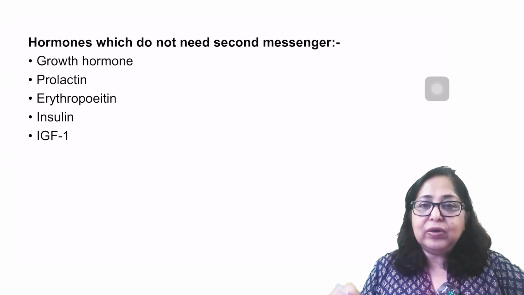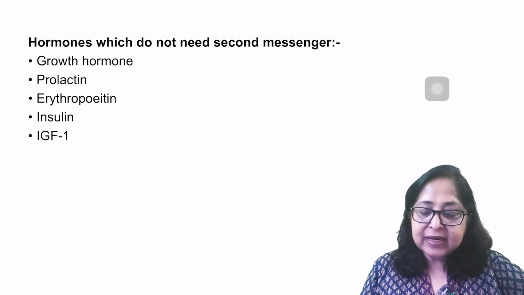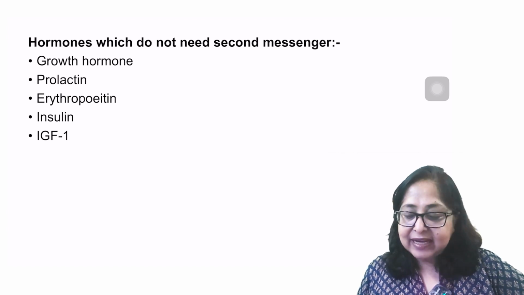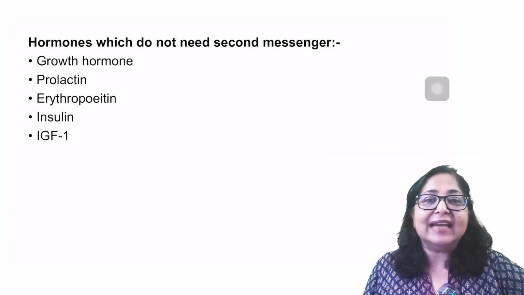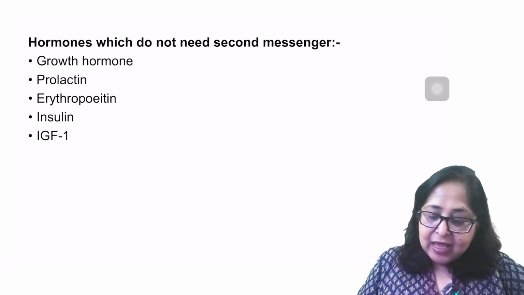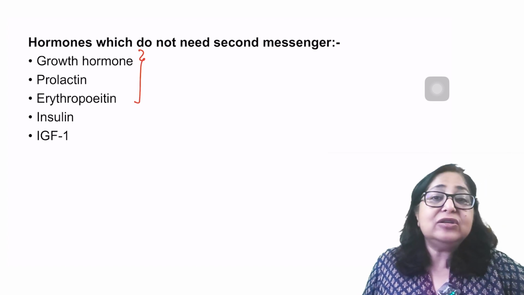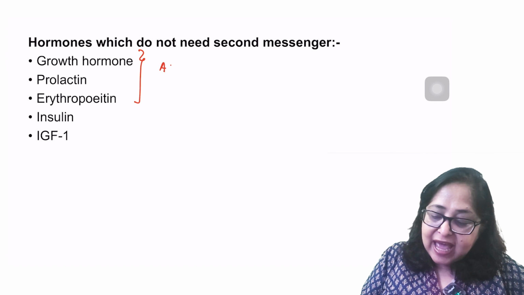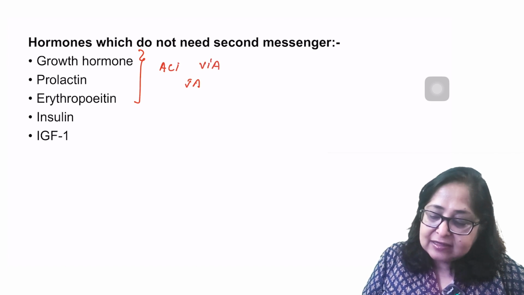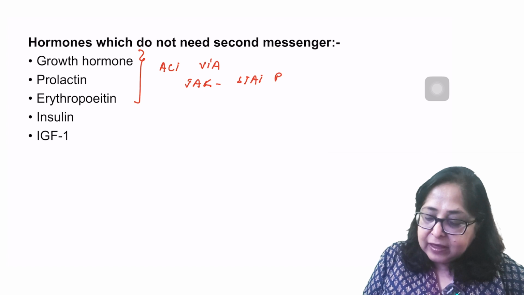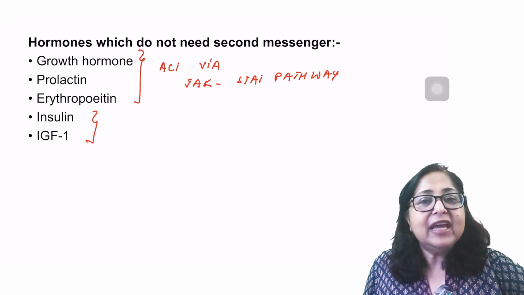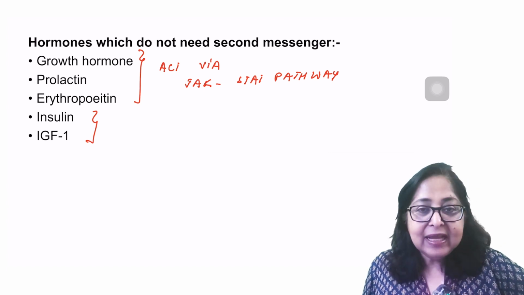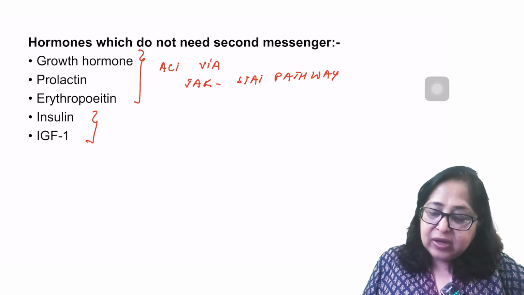But let's have a look at two important points as far as this question is concerned. Now, which hormones do not need a second messenger? Growth hormone, prolactin, erythropoietin, insulin, and IGF-1. Growth hormone, prolactin, and erythropoietin do not need a second messenger because they act via the JAK-STAT pathway. Insulin and IGF-1 do not need a second messenger. What is IGF-1? Insulin-like growth factor 1, also called somatomedin C. These do not require a second messenger.